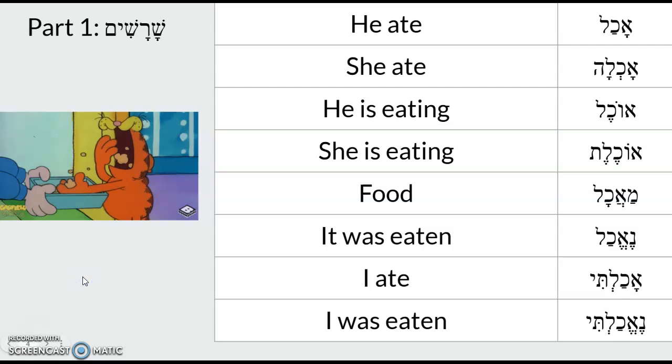Another example of this is achal, aleph, chaf, lamed, which means ate, or something related to food. So achal is he ate, achla is she ate. Again, the hey versus no hey. Ochel is he is eating, ochelet is she is eating. Machal is food, right? It becomes the noun of the thing that is being eaten. Nechal was eaten. Achalti is I ate. Nechalti is I was eaten. Hopefully you're never using that phrase, but just in case, you know how to say it.